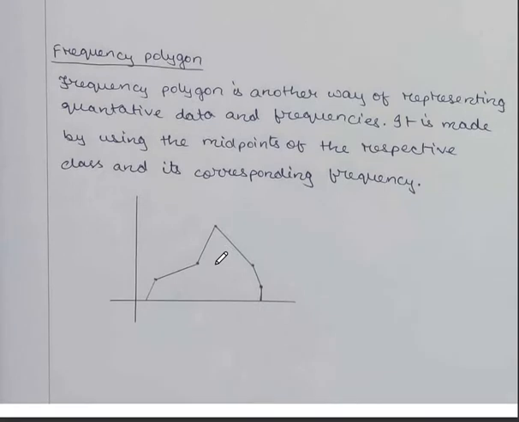Third, frequency polygon. Frequency polygon is another way of representing quantitative data and its respective frequencies. It is made by using the midpoints of the respective class intervals and the corresponding frequency. So by plotting in the first quadrant the mid value and its corresponding frequencies, you can get this kind of structure, which is your frequency polygon.